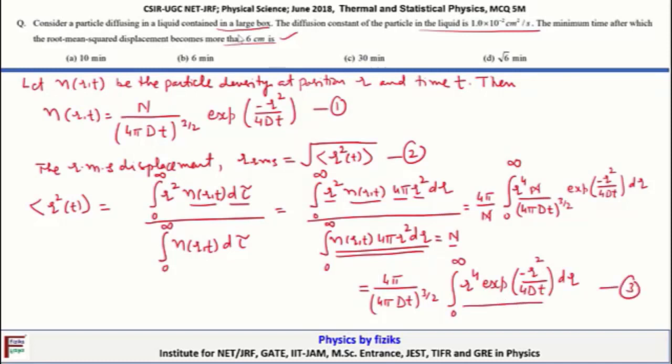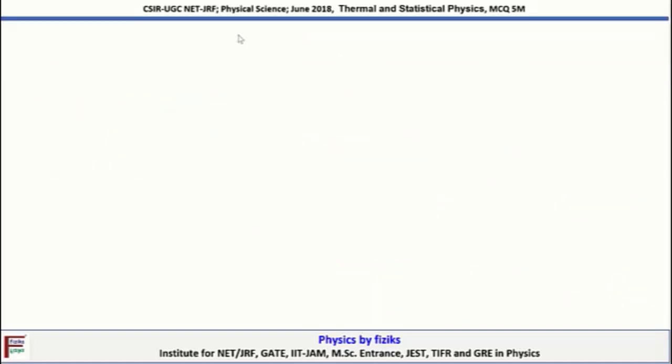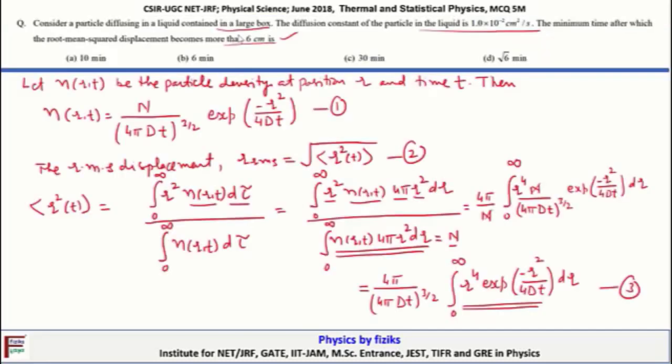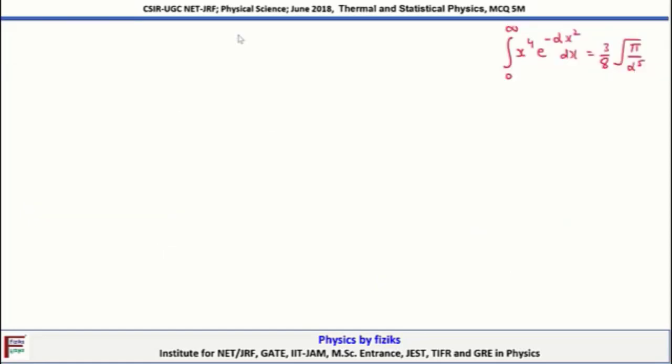Here we are going to make use of one of the standard integrals that I'm going to share with you on the next page. The result that we are going to use is the integral from 0 to infinity of x power 4 exponential minus alpha x square dx, and this is equal to 3 by 8 under root pi by alpha power 5. Alpha is a constant here, so we will make use of this result in the previous integral, that is in equation 3, and then we will see what we are left with.